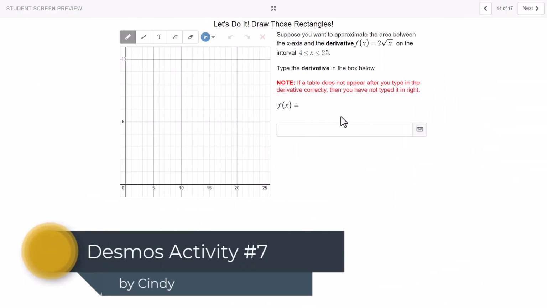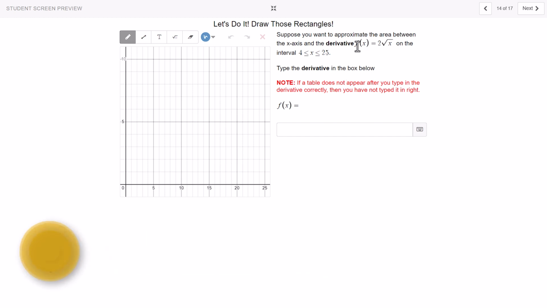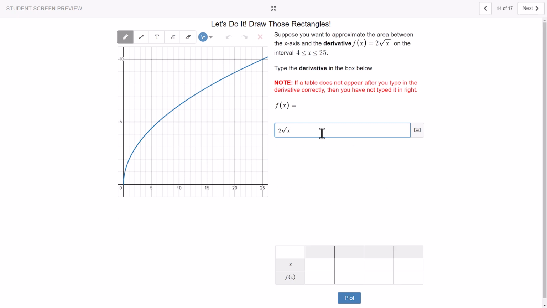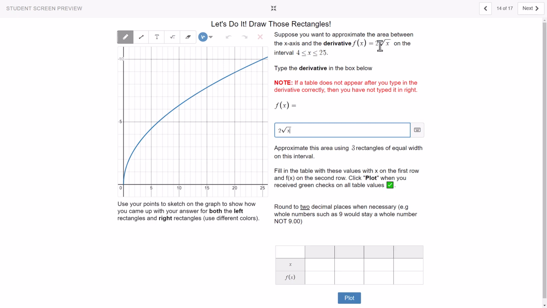So hello there. I want to see about these Riemann sums. Remember, what you are given is the derivative. So let's start over with 2 square root of x. I'm taking this derivative on the interval from 4 to 25, and I'm trying to find the area under it using Riemann sums, which use these rectangles.